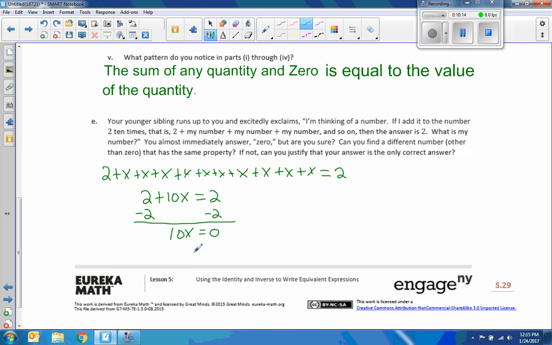And this is multiplication. So in order to solve this, I would have to divide by 10, and those would cancel, and that would give me just x on the left. So then what I do to one side, I have to do to the other. So 0 divided by 10 is 0. That is the only number that will make that riddle true.